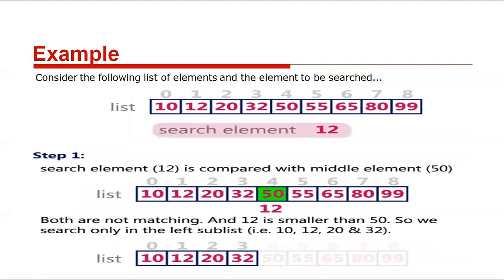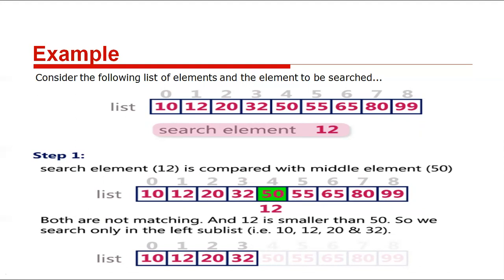So I will explain an example of the binary search algorithm. Consider the following list of elements and the element to be searched. So these are the list of elements. These are all in ascending order, a sorted list. Observe all of you, see this list. Example, let us consider this list. All elements in the array are arranged in a sorted list in ascending order.